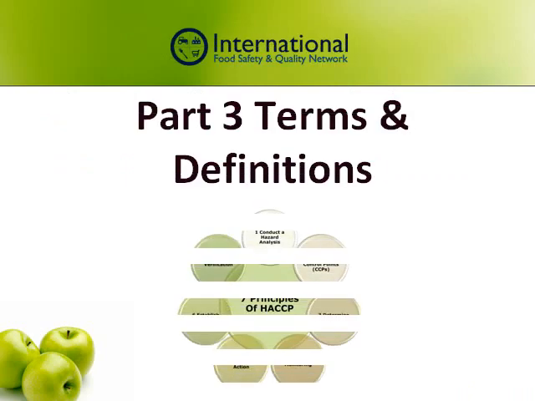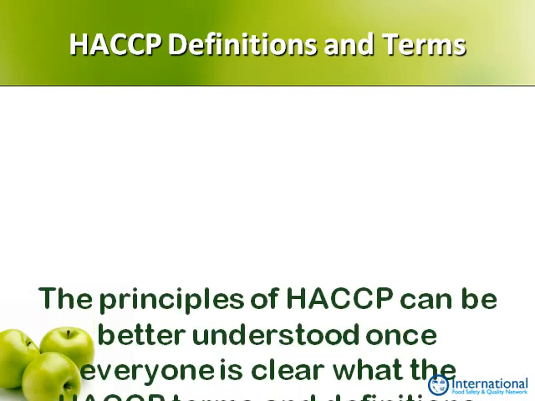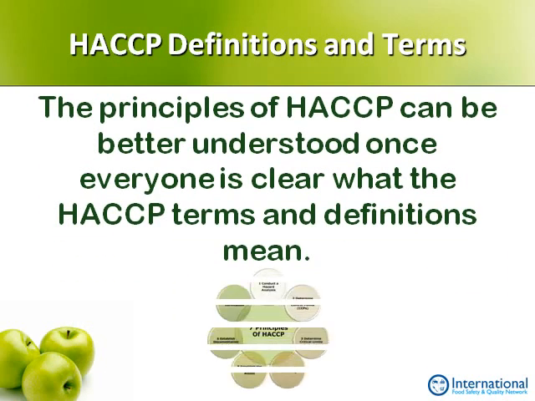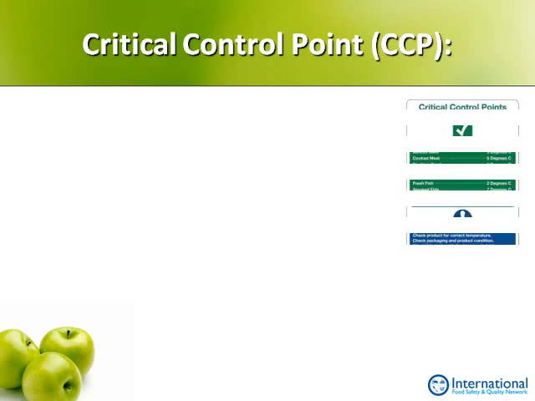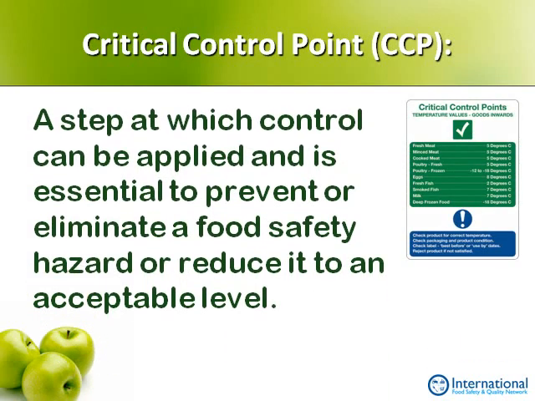Part 3, Terms and Definitions. The principles of HACCP can be better understood once everyone is clear what the HACCP terms and definitions mean. Critical Control Point, CCP. A step at which control can be applied and is essential to prevent or eliminate a food safety hazard or reduce it to an acceptable level.